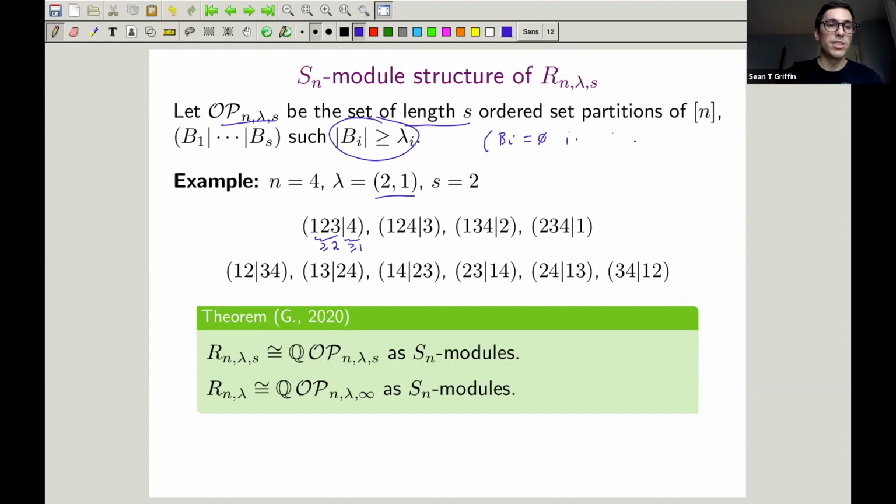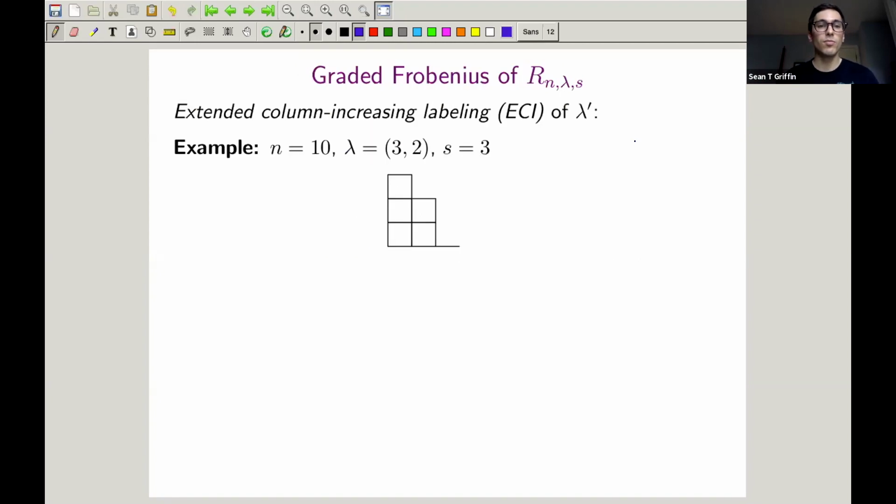Now, to get a more refined statement, let's go to the graded Frobenius characteristic. So the graded Frobenius of R_{n,lambda,s}. First, I'll define this in an example. If lambda is (3,2), I'll draw the conjugate partition in French notation. So this has columns of 3 and 2. And if s is 3, I'm allowing 3 columns, so I have a blank third column.